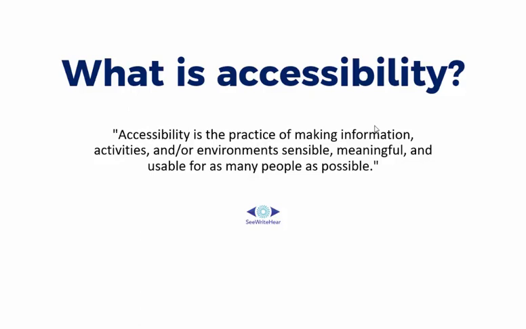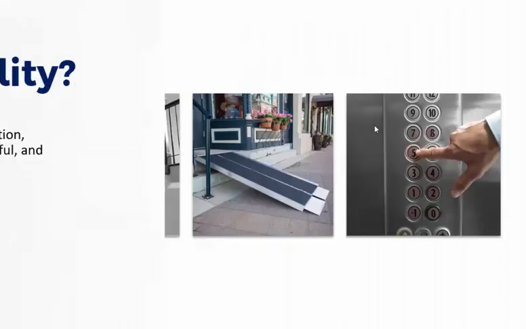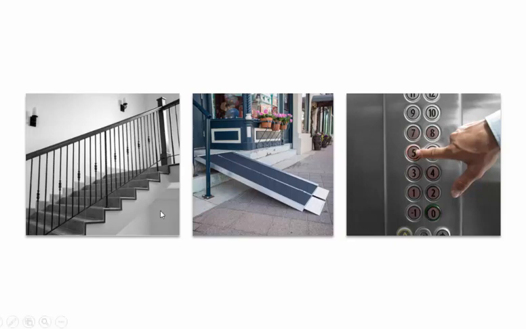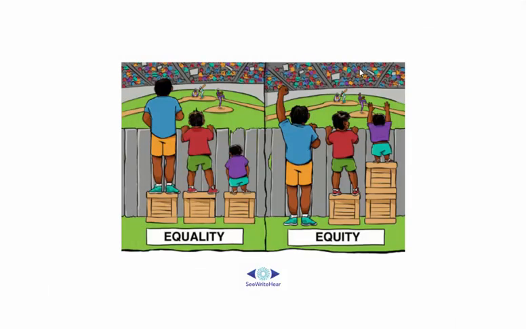It says accessibility is the practice of making information, activities, and/or environments sensible, meaningful, and usable for as many people as possible. In our world, having an accessible environment means considering the accessible entrance to buildings, for example, railings, ramps, self-operating doors, elevators, signs, and even the steps of a staircase. In fact, it's all about equity, just like the image illustrates.